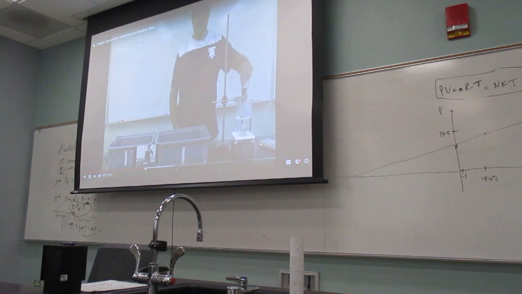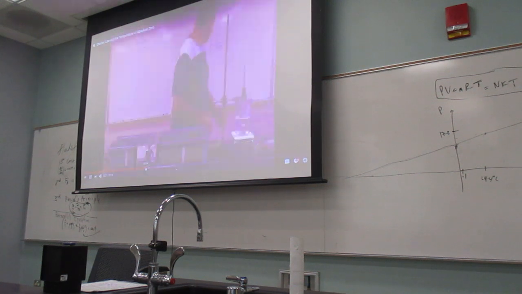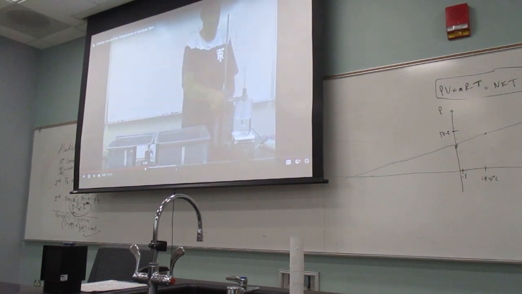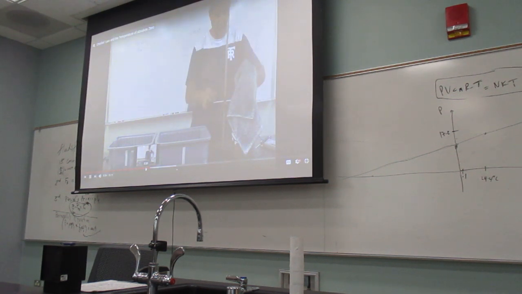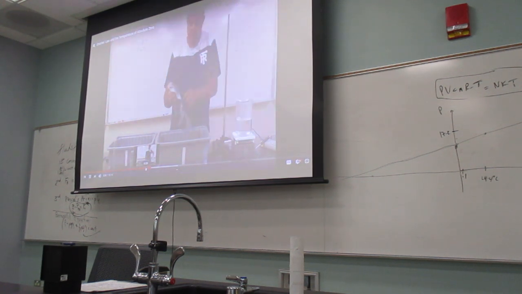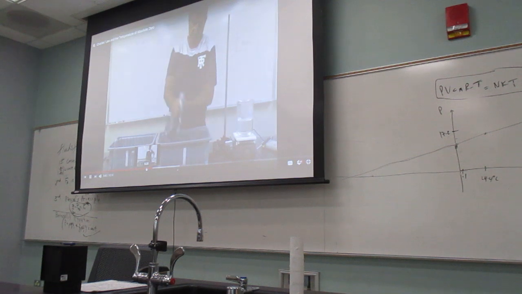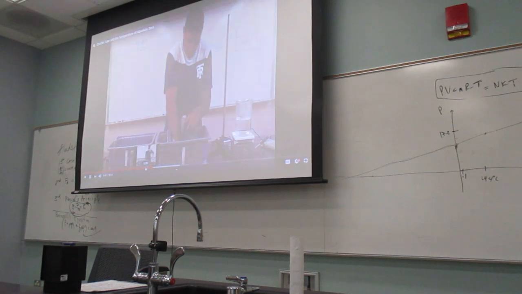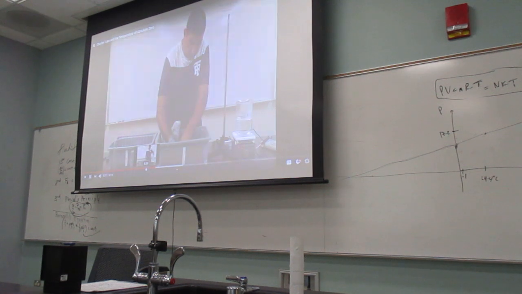It's 97.5. At this point, I'm going to take the test tube out. 97.5 was the temperature of the water. You want to close the thumb right here. This one's a bit harder to do. Put the test tube completely, immerse it in the water, right? Then let go of your thumb. A little bit of water will get inside of the test tube.